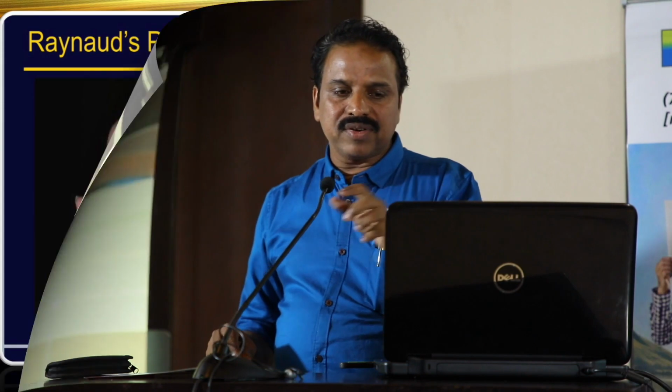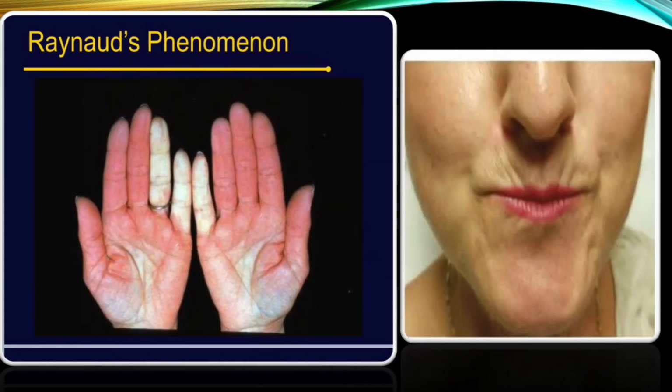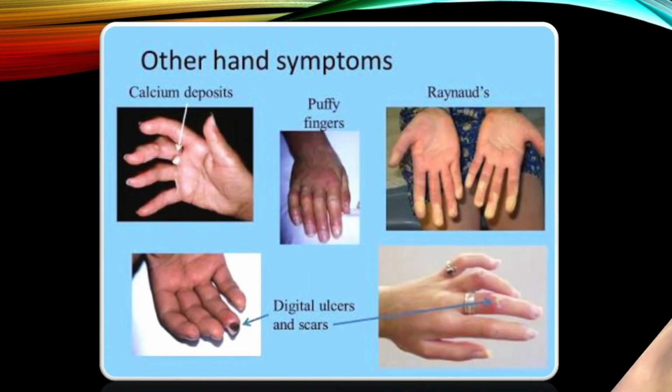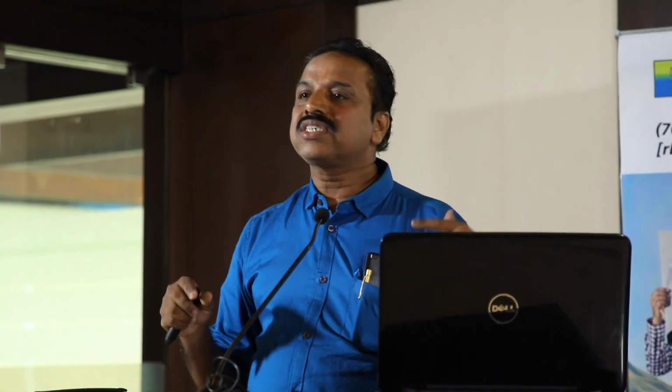In CREST syndrome, you see the calcium can come out of the skin. That's called calcinosis cutis. Then Raynaud's phenomenon, already mentioned, the calcium deposits and sclerodactyly. Your hands will be like this. They will be thick, flexed at the metacarpophalangeal joints. And then the five things: calcinosis cutis, Raynaud's phenomenon, esophageal dysmotility.